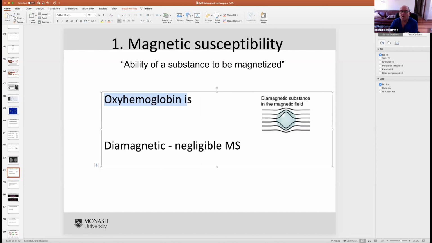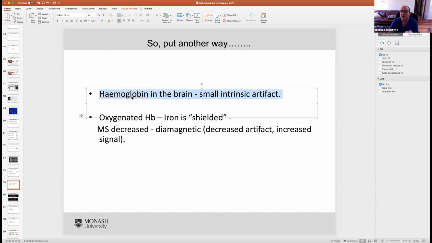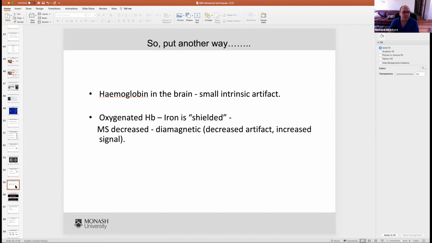Oxyhemoglobin, on the other hand, oxygenated iron, is a diamagnetic substance, okay? And it has negligible magnetic susceptibility. So hemoglobin in the brain creates a small intrinsic artifact. Because of the iron in the hemoglobin, you're going to get a small intrinsic susceptibility. Oxygenated iron is shielded. So magnetic susceptibility is decreased, which means it's diamagnetic, or decreased artifact, which means increased signal. Okay, so that's the physics behind it.